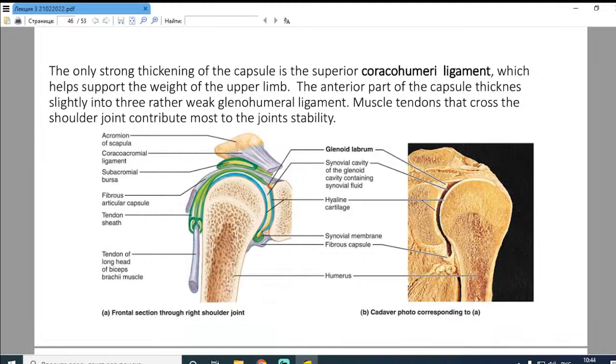This is, you see, the acromion, coracoacromial ligament, fibrous capsule. This is the tendon sheath, tendon of the long head of the biceps brachii muscle, synovial cavity. The glenohumeral ligament is absent in the picture.